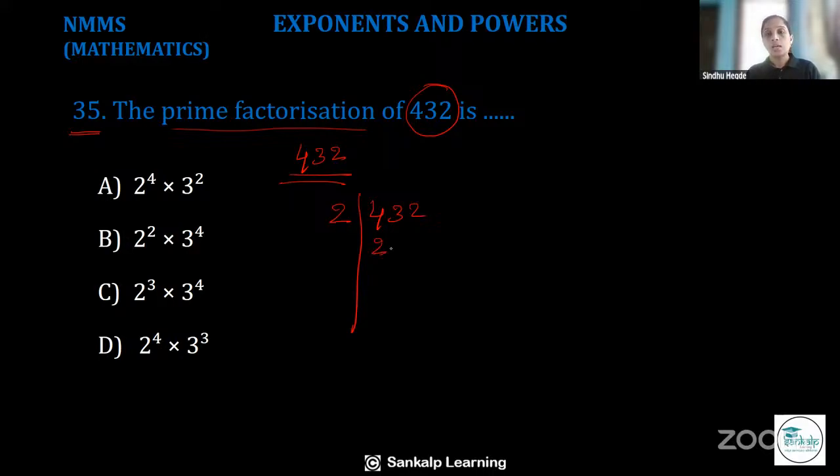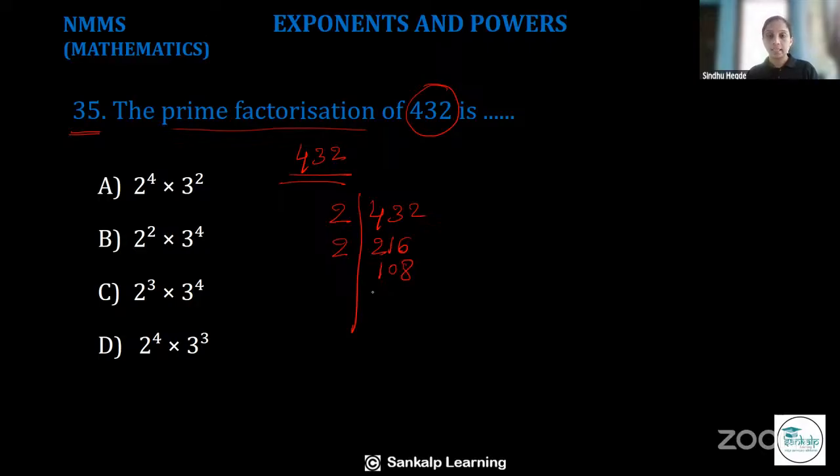2 2s are 4, 2 1s are 2, and 1 remains, 12, 2 6s are 12. So 216, 2 216s are 432. Again, it can be divided by 2. 2 1s are 2, then 1 remains, take 0 and it becomes 16.